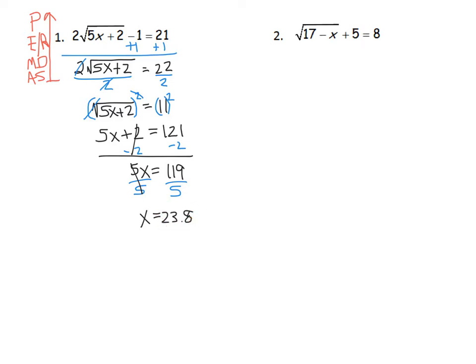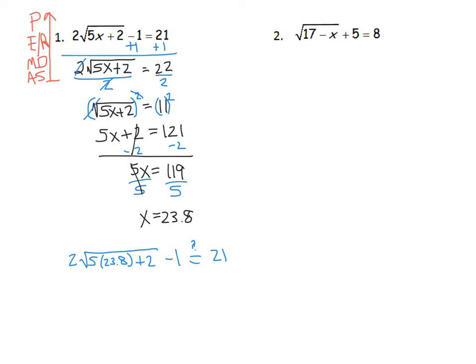Now, before I circle or put a box around this answer here, I will actually always need to double check that this works in the original equation. If it does not work in the original equation, it is what we call an extraneous solution. So if you plug this in for x in this equation, we'll get, let's see here, 2 times the square root of 5 times 23.8 plus 2 minus 1, and we're wondering, does this equal 21?